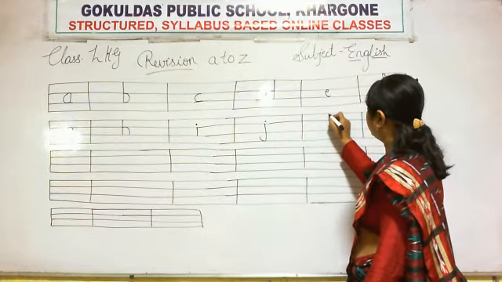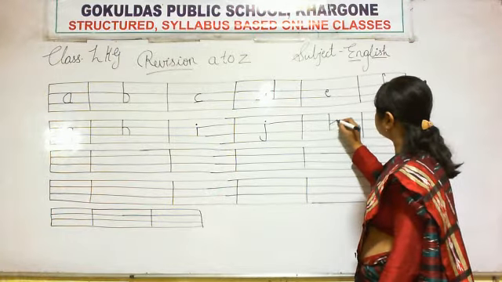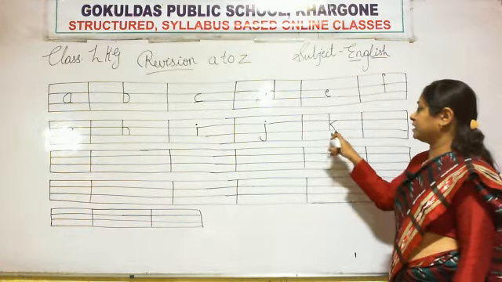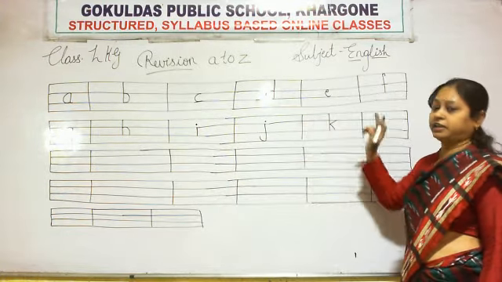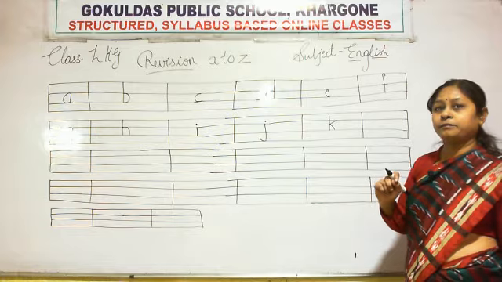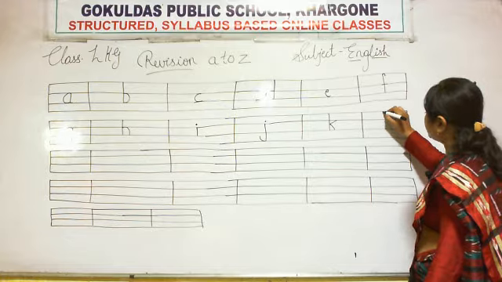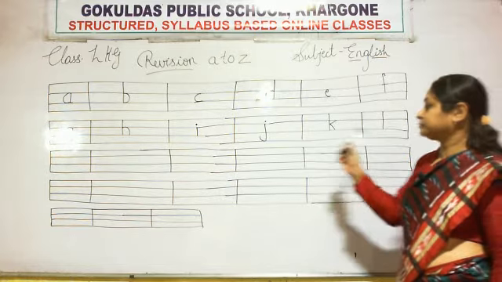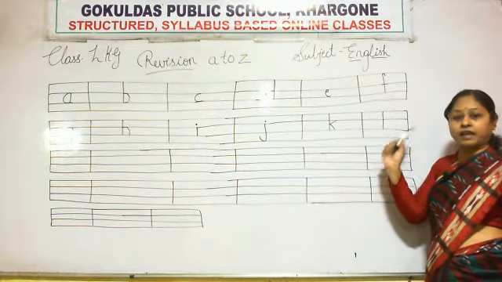How will you write k? Standing line and slanting line between two lines. K. Okay? So which letter is this? K. G, H, I, J, K. After K, which letter will come? L. So L, how will you write? You will start from the upper line to the base line, a standing line. So which letter is this? L. G, H, I, J, K, L.